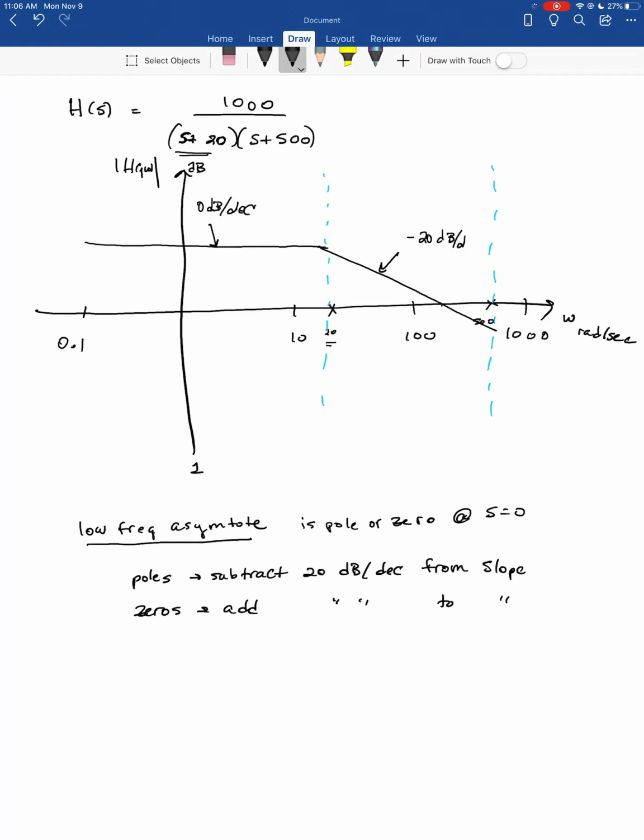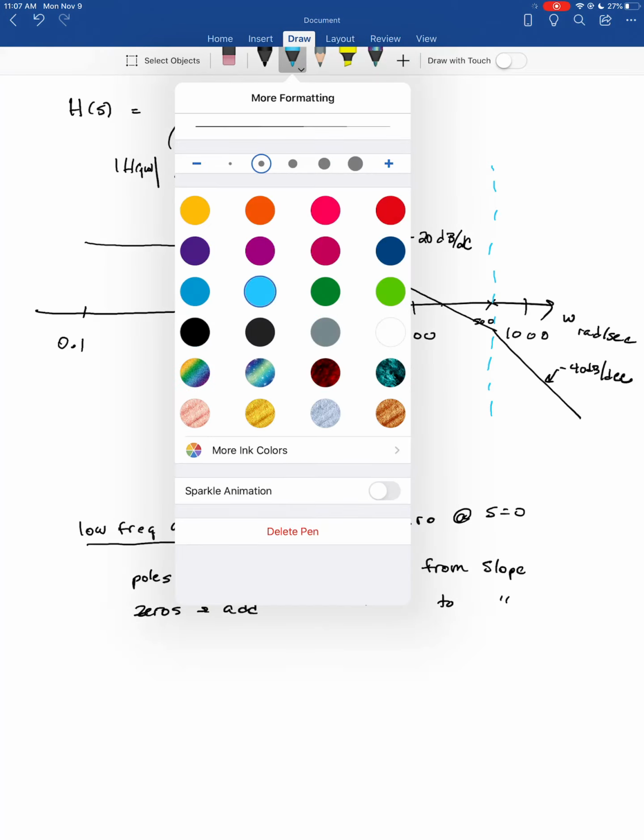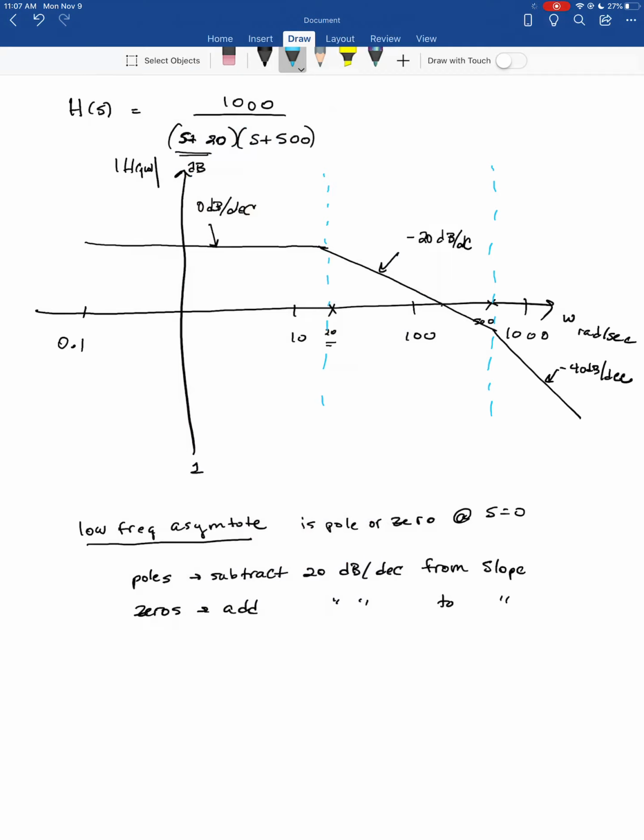Okay, so now continuing at 500, I encounter another pole. So this slope was minus 20 dB per decade. Now when I reach 500, I'm going to encounter another pole, which means I'm going to subtract an additional 20 dB per decade here. So from here forward, minus 40 dB per decade. And I have no more poles or zeros, so I will have no more slope changes. Now, the only thing that remains to be done, two things. One is I need to come in and I need to sketch the actual plot, because these are asymptotes.